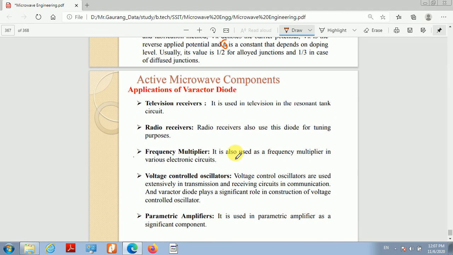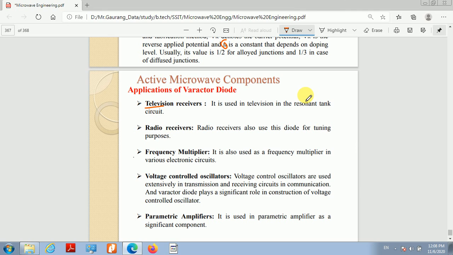Now what are the applications of this Varactor diode? Varactor diode is used in television receivers as a resonant tank circuit. In the resonant tank circuit, this Varactor diode is used as a variable capacitor. It is also used in the radio receiver for tuning purpose. It is also used in frequency multipliers in various electronic circuits. It is also used as a voltage controlled oscillator.